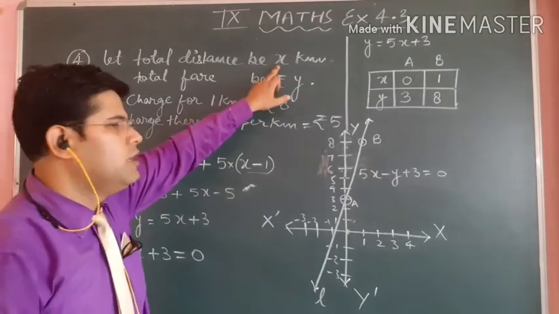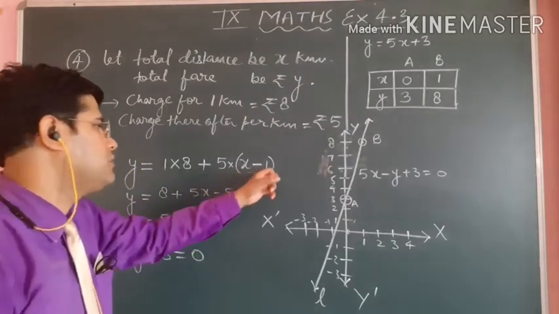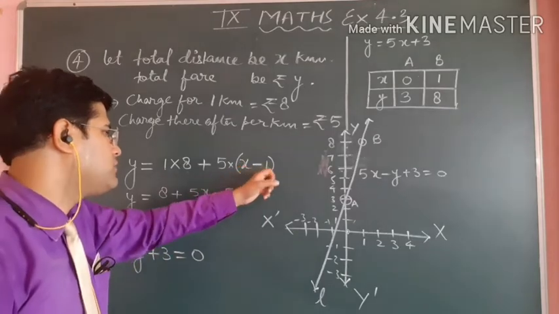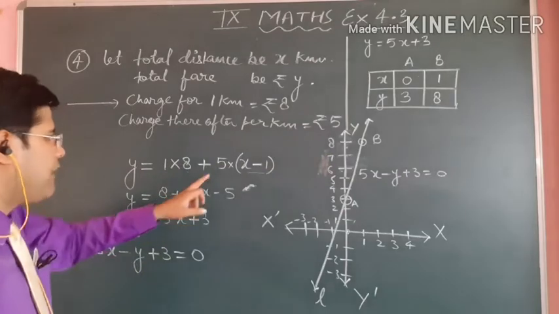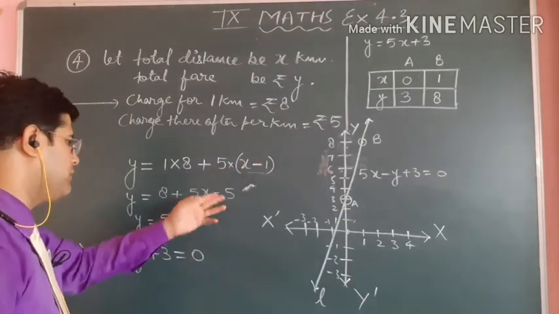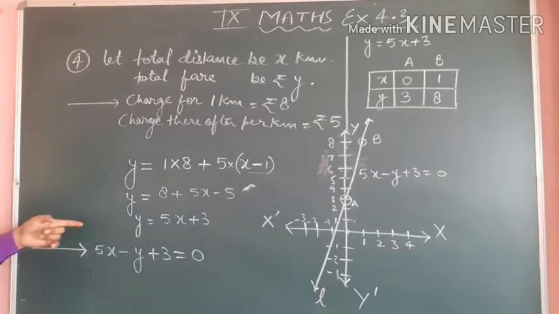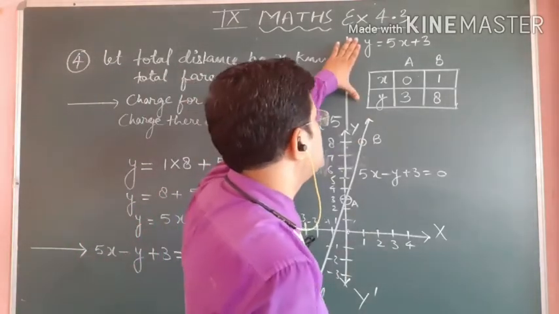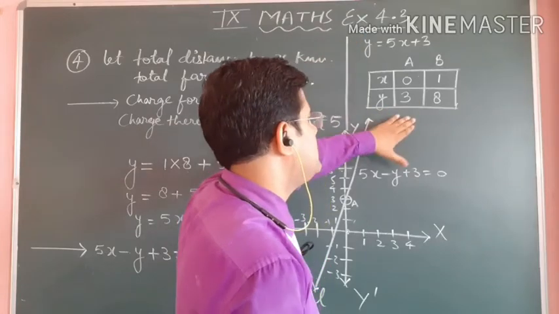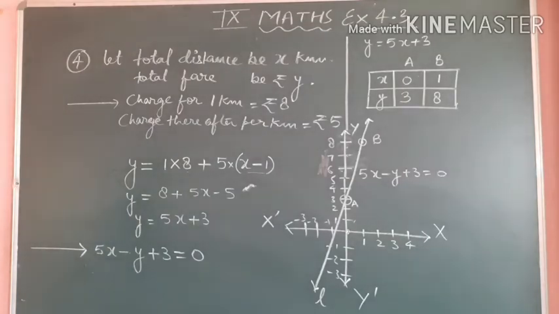The first kilometer costs rupees 8, so we paid that. After that, how much distance is left? Total distance is x. 1 kilometer we already paid for at rupees 8. Then the distance left is x minus 1, and we have to multiply x minus 1 by 5 because thereafter we have to pay rupees 5 per kilometer. Now 5 multiplied by x is 5x, and minus 5. Now solve it and we get the equation, but this equation must be written in the general form. Next this equation must be drawn on the graph. So firstly find two coordinates and put them on the graph. Here I have found the two coordinates.